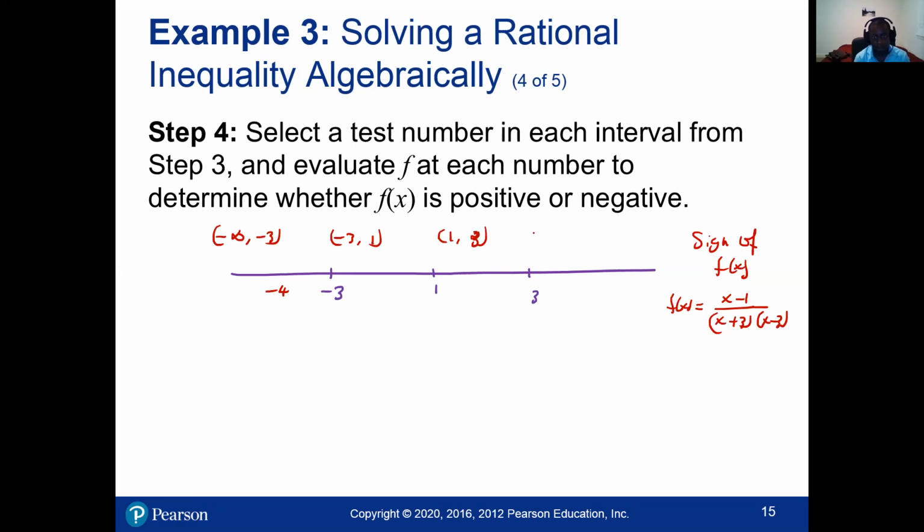Okay, and then we have 3 to what? Positive infinity. So if I use minus 4 for that, if I use 0 for this, if I use 2, and if I use 4, okay. Now we're going to test on your f of x right here.